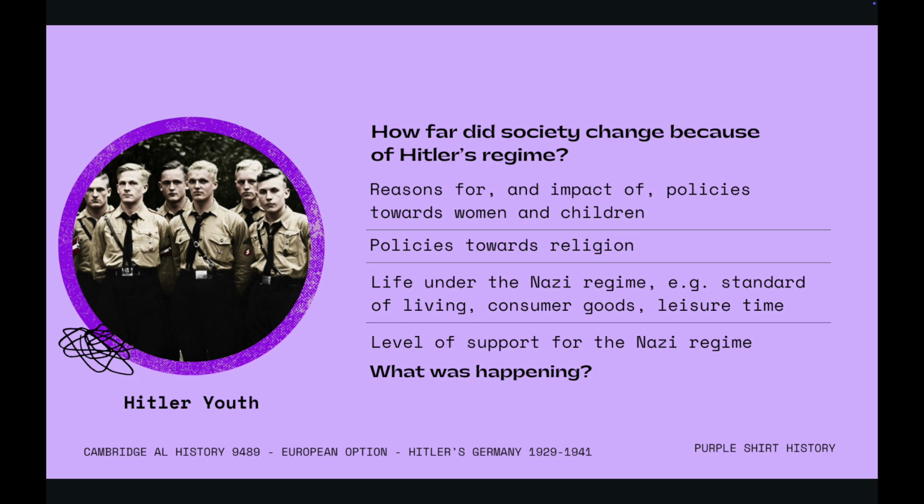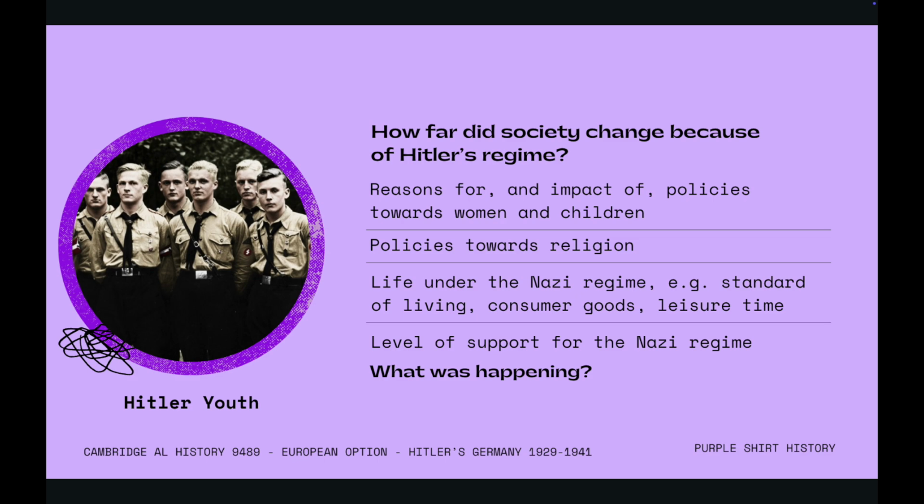Life under the Nazi regime, e.g. standard of living, consumer goods, leisure time. My favorite episode of the original Star Trek series is called Patterns of Force. I'll put a link in the description. It's really a wonderful piece of science fiction. I don't want you to use it as evidence in your essays. Don't do that. But maybe if you're into a bit of creativity and early classic sci-fi, you can watch that episode. Okay, I won't say what it is. I don't want to spoil that episode for you.